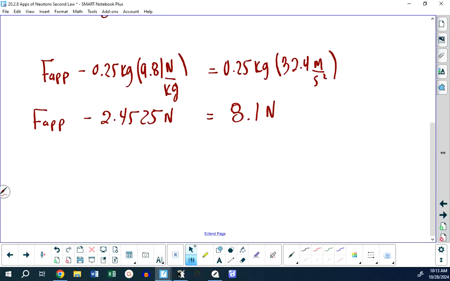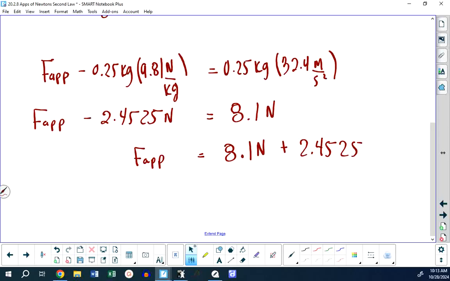So now, what is this saying? It's saying that the applied force is going to be equal to the net force plus the weight of the rocket. So for those of you that, when I said go ahead and calculate, you got 8.1, you found the applied force in a weightless environment, if there was no gravity.